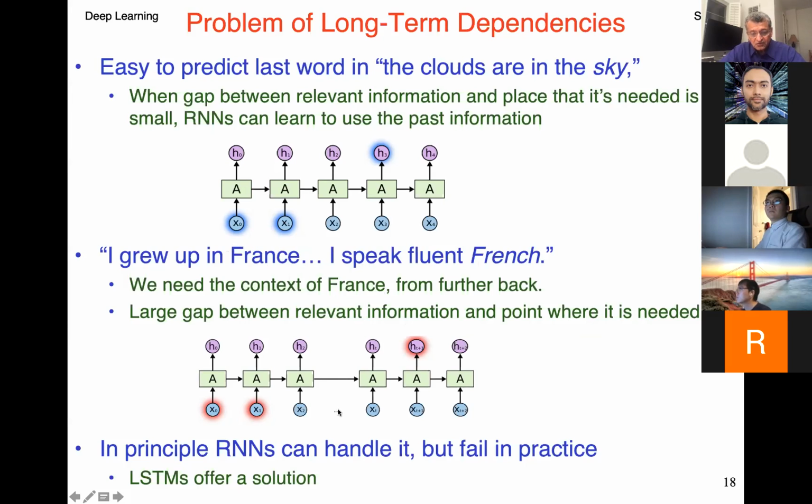So there's a dot, dot, dot over here, and where it is needed here, there are these two highlighted here. So these words are being used somewhere in the past to predict this one over here. Okay, so that's what is being said here.